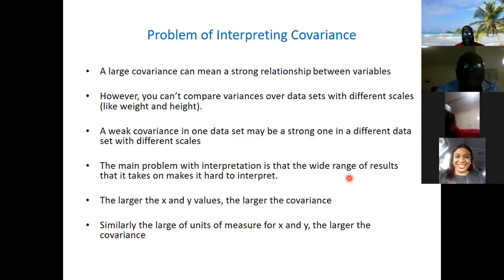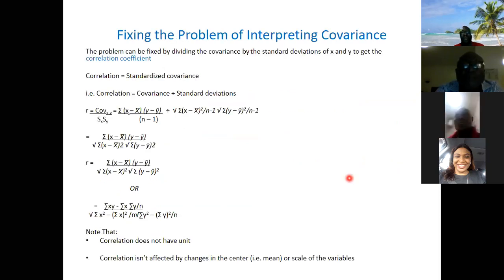So the larger the X and Y values, the larger the covariance. The same thing with the unit of measurement: the larger the unit of measurement of X and Y, the larger the covariance. So how do we fix the problem of interpreting covariance? Intelligent people came up with a solution. Since the problem is scale, the best way to fix it is to standardize.